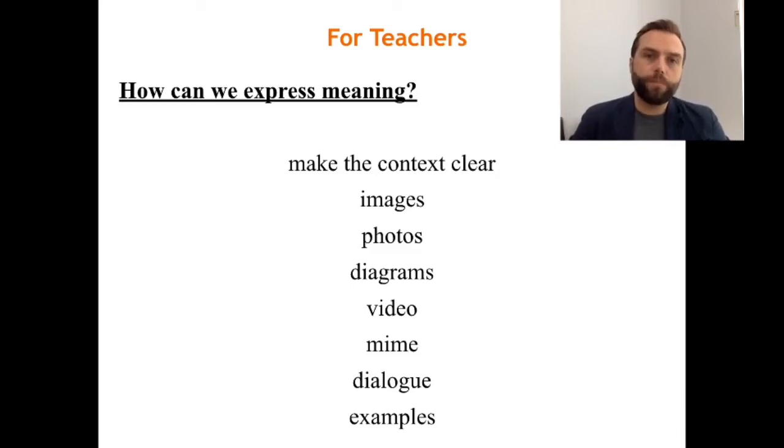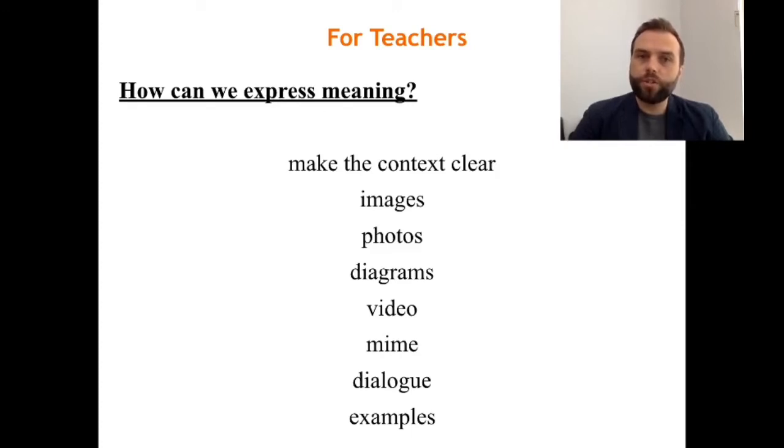How can we express meaning? Let's say we are introducing some new words or some new expressions that maybe the learners haven't learned yet. First thing we need to do is express the meaning of these words or expressions. Learners need to know what it means first. So here are some suggestions. First, make the context clear. Context of use helps us to understand the meaning. We can use images, photos, diagrams, video, mime, dialogue, and examples.